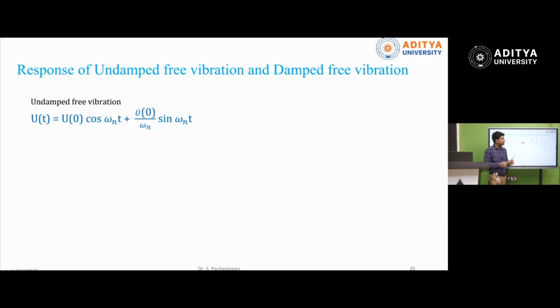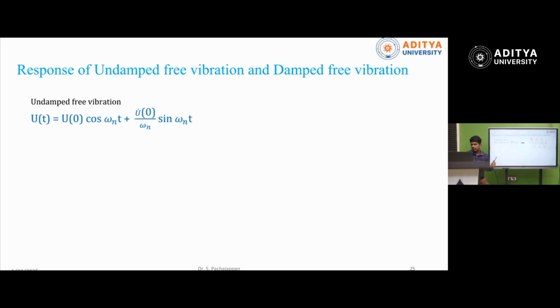Now you see, this vibration is always there. It is not coming to rest because the damping force is absent here. But in reality, such kinds of structures do not exist. We only use them for theoretical applications.